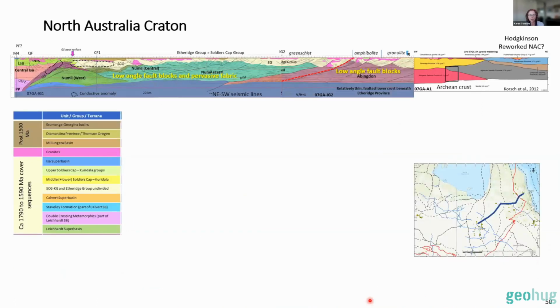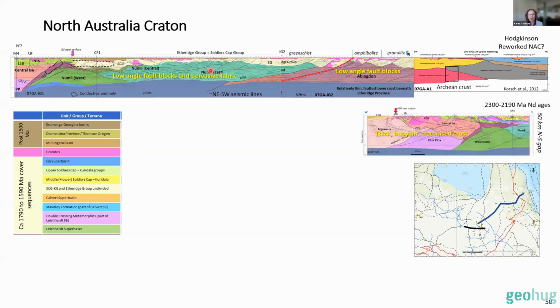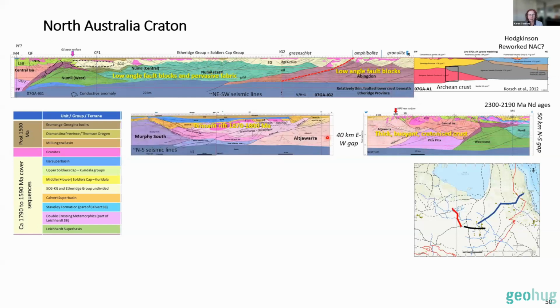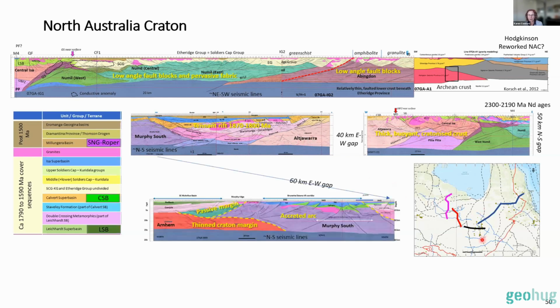Okay, so just back through our cross-section across the North Australian Craton, from our Numil and Abington terrains, dominated by the low-angle fault blocks, to our thicker, buoyant, more cratonized crust across Mount Isa, and then swinging north to look at the Tennant Rift between the Murphy South and Alturra terrains, and then stepping west to look at the margin, the boundary between the Murphy South, where it's thrust over the thinned margin of the Arnhem Craton.